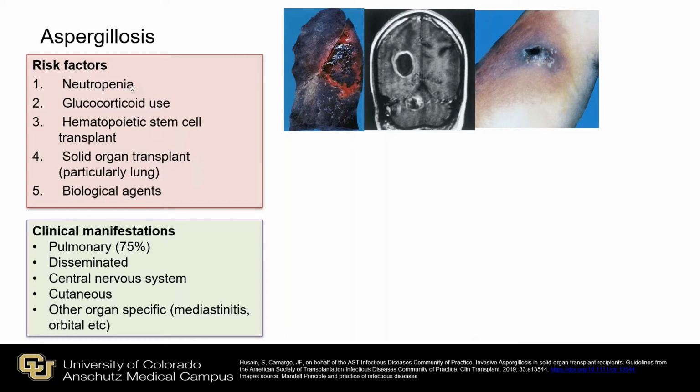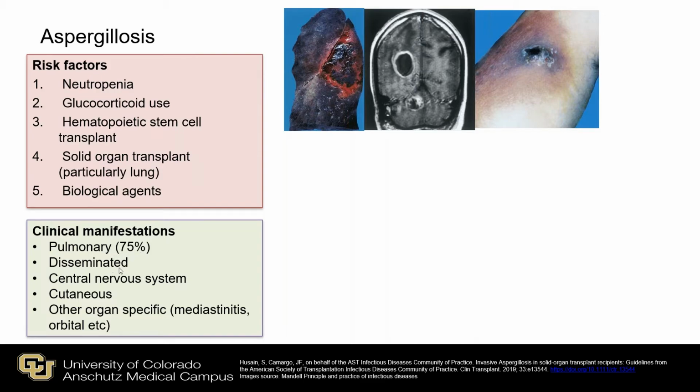Risk factors, remember neutropenia. Profound neutropenia, I would say, is a single important risk factor for development of invasive mold infections. But also remember glucocorticoid use, hematopoietic stem cell transplant patients, solid organ transplant patients, particularly lung transplant patients, and patients who take biological agents such as tumor necrosis factor alpha inhibitors for autoimmune disease are all at risk for developing invasive mold infections.